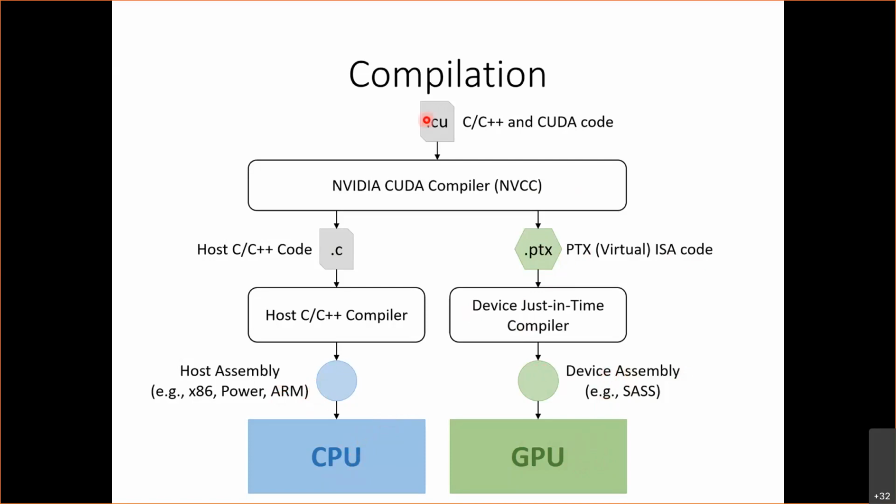But for us, we don't have to worry about any of this. The NVIDIA compiler does that automatically for us. It takes the code in one CUDA file, separates it into CPU code and GPU code, compiles the CPU code for the CPU, compiles the GPU code for the GPU, and makes sure that the CPU code knows how to call the GPU. Okay? Clear?